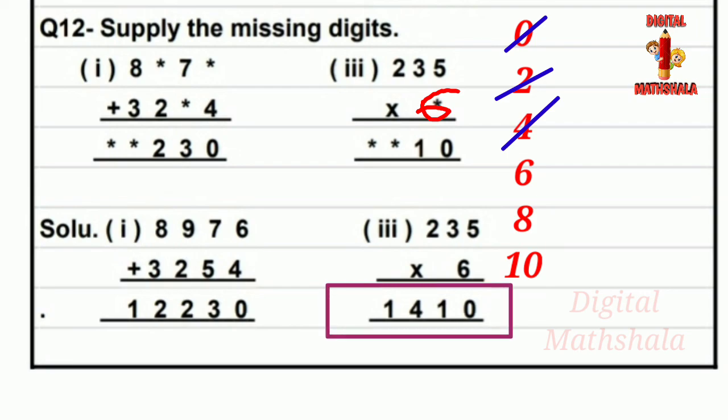Now we will not go for the next digit, that is 8. Now 6 is the required answer. It is satisfying all the conditions which are given, and we will leave the question here.